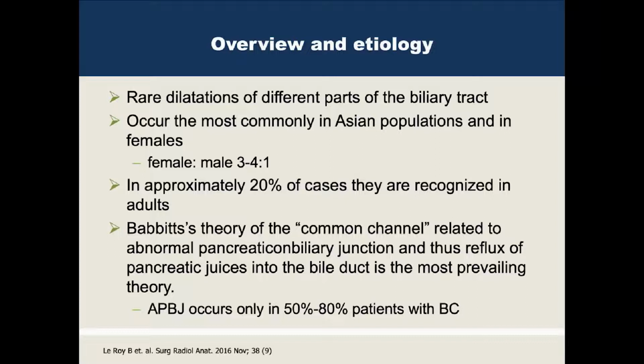The most common prevailing theory about choledochal cyst is Babbitt's theory of common channel, whereby it is felt that an abnormal pancreaticobiliary junction, which causes the reflux of pancreatic juices into the bile duct, is the cause of these abnormal biliary tree dilations. This is supported by the fact that abnormal pancreaticobiliary junction occur in around 50 to 80% of patients with choledochal cysts.